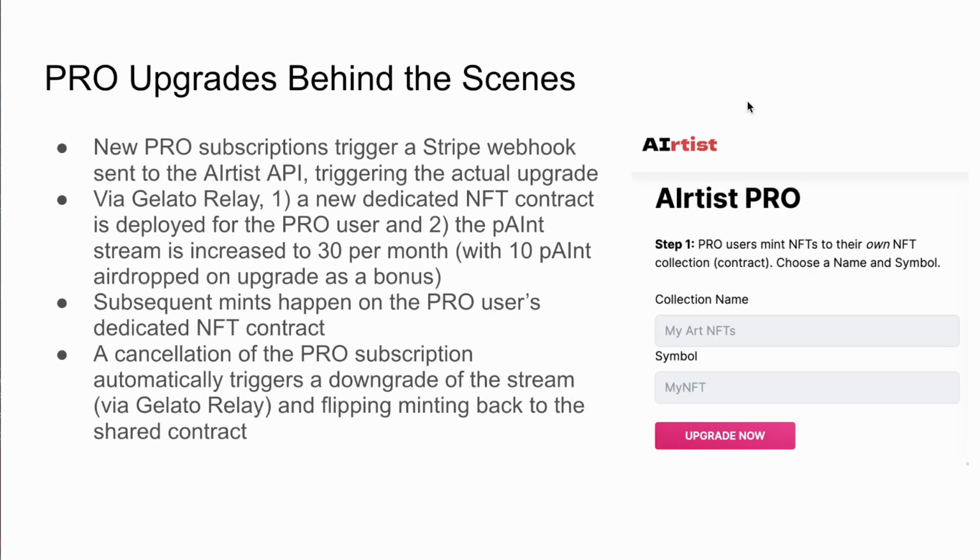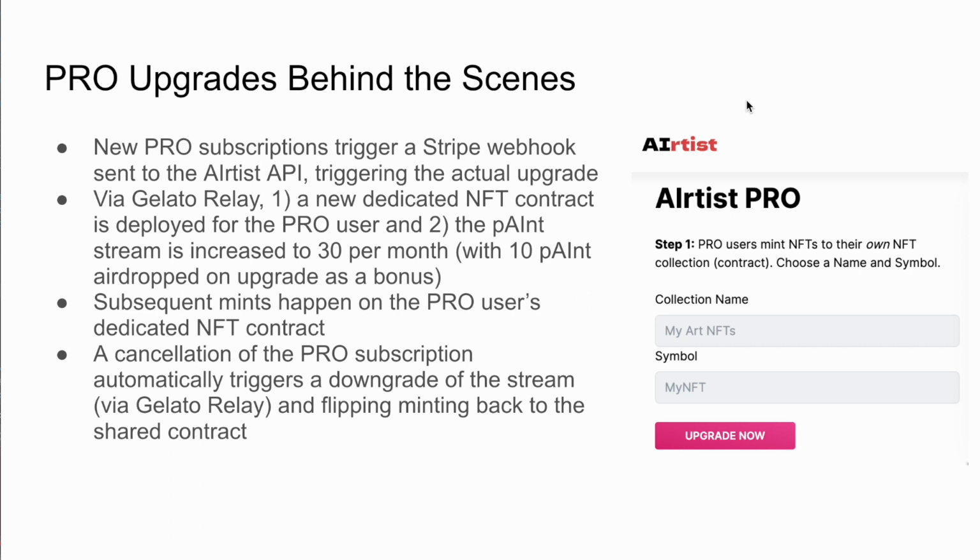Pro upgrades behind the scenes. When a user subscribes to Pro, a Stripe webhook gets sent to the AIrtist API functions. This will trigger the actual upgrade. Again, we're using Gelato Relay here to do 2 things. One is a new NFT contract is deployed exclusively for the Pro user. This is through a factory contract that's been deployed.